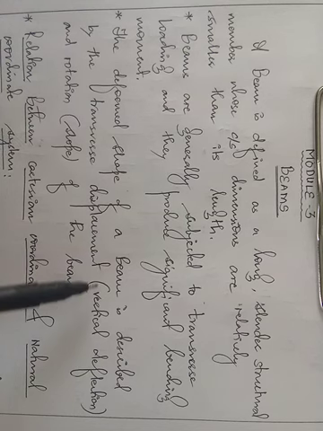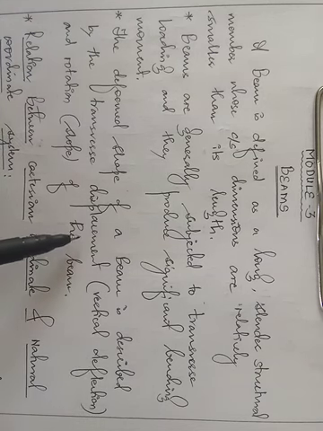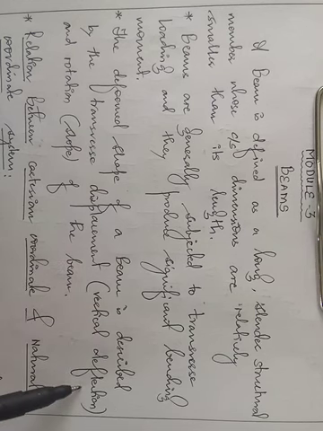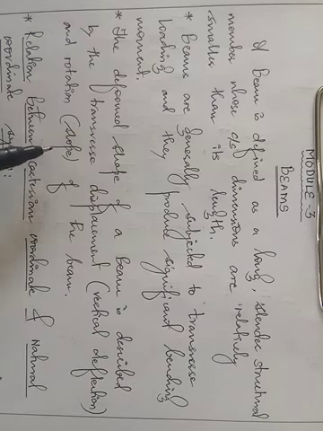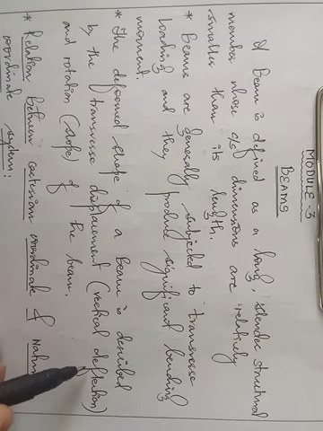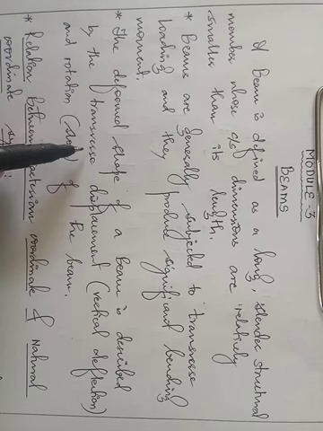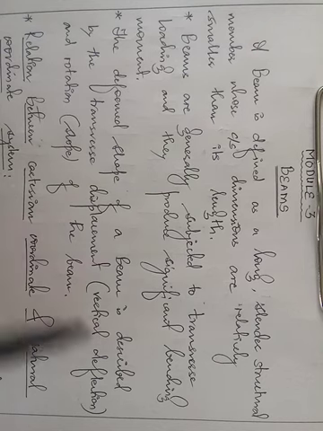The deformed shape of a beam is described by the transverse displacement, which we call it as vertical deflection, and rotation, which I also call it as slope of the beam, right? So we got to know what is a beam, what is the property of a beam, and how a beam is described in its deformed shape, right? We require two things: vertical deflection to describe transverse displacement, and we require slope or rotation in order to describe the significant bending, right?